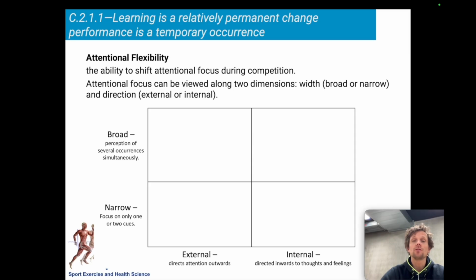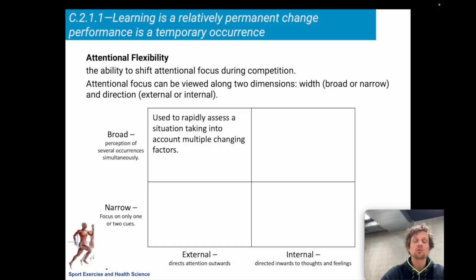Attentional focus can be viewed along two different dimensions here. We're going to be thinking about the width, i.e. the attention can either be broad or narrow, and the direction. It can be either external or internally focused. Let's have a little look at each one of these situations and see if we can come up with a sporting example of each.